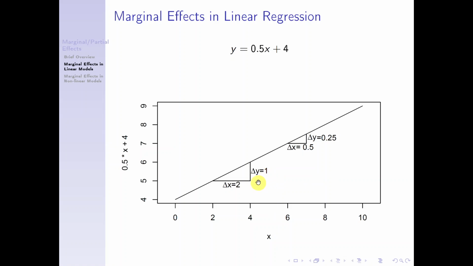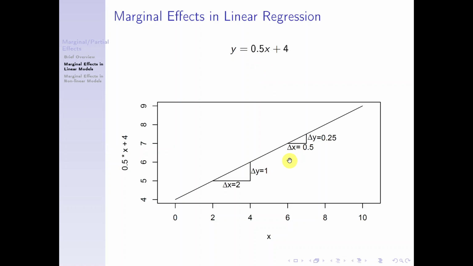So if we take a ratio of delta y over delta x in this case, well, recall the definition of marginal effects. The definition of marginal effects is the limit, as delta x approaches zero, of delta y over delta x, the ratio. So in this case, the ratio is equal to half, which is exactly the coefficient here.